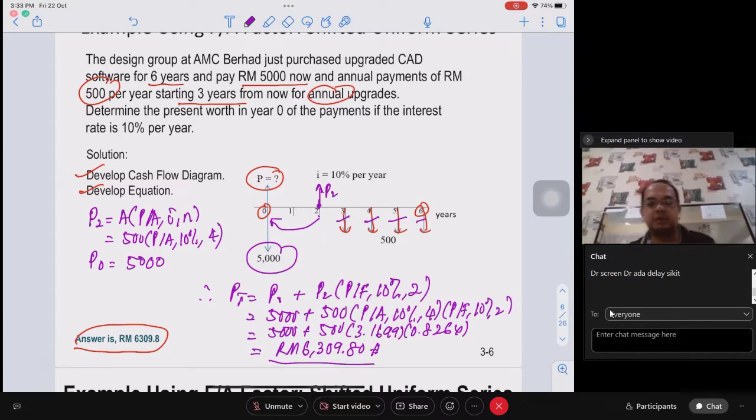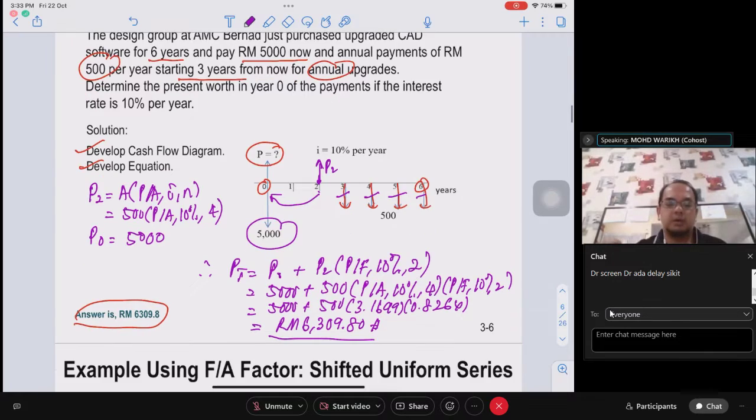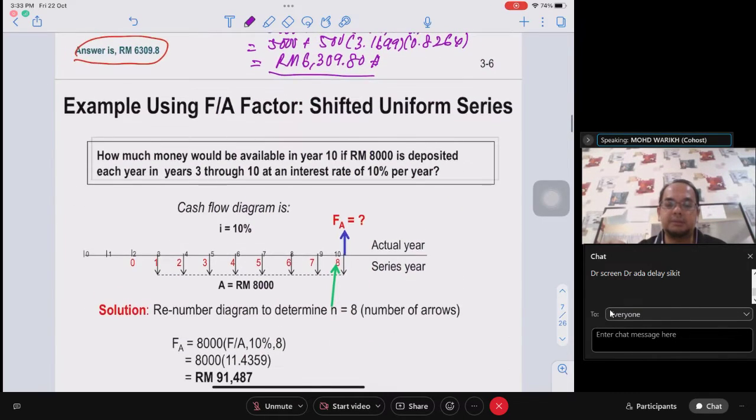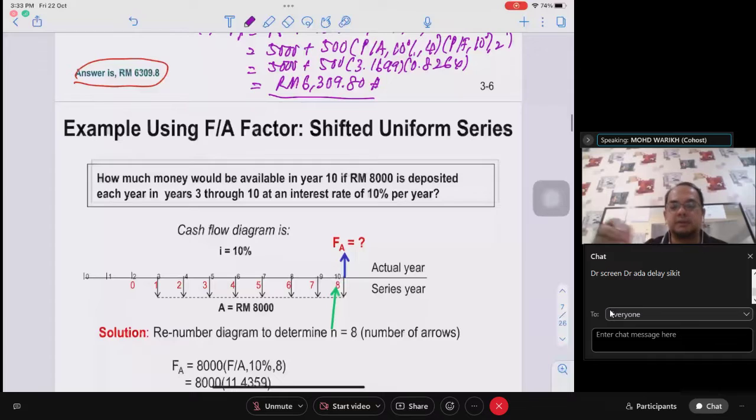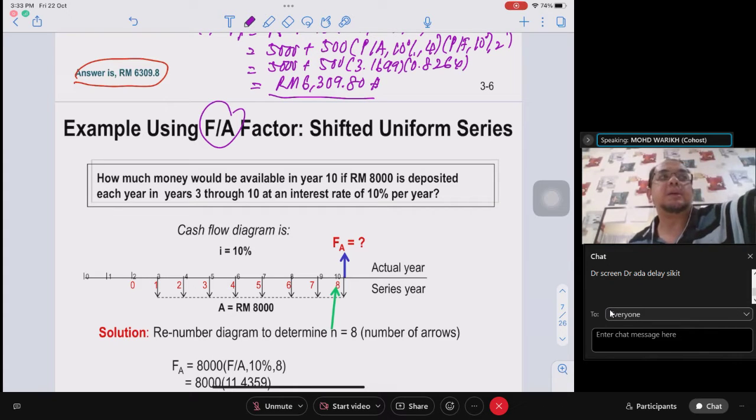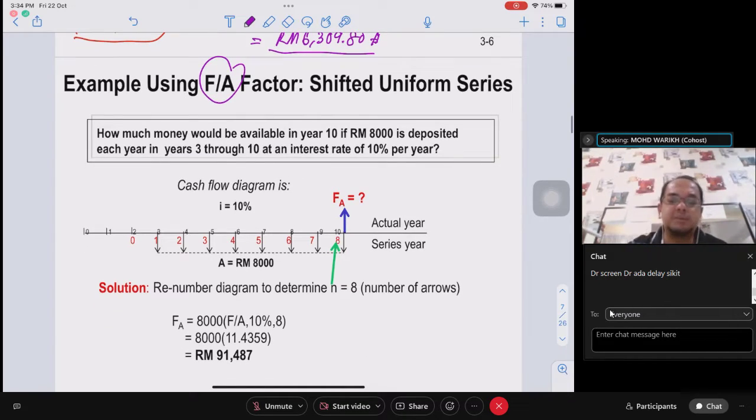Okay, we go to the next slide. Right, so we already discussed the P over A factors. How about the F over A factors? You remember that it's quite different: if you calculate P, it starts from the left, and if you calculate F, it starts from the right. Make sure about it. Alright, so here is the example. How much money would be available in year 10 if 8,000 ringgit is deposited each year in year 3 through 10 at an interest rate of 10% per year?